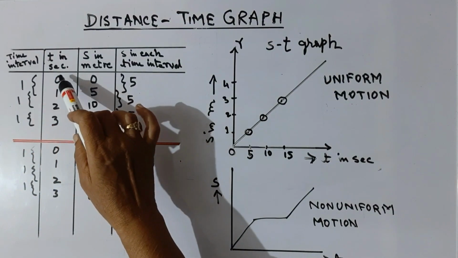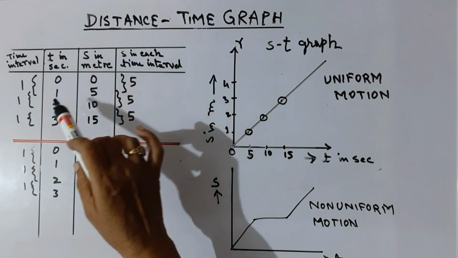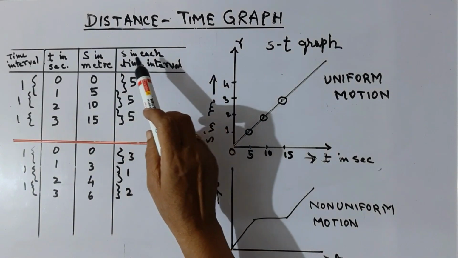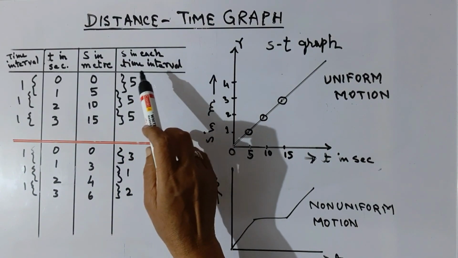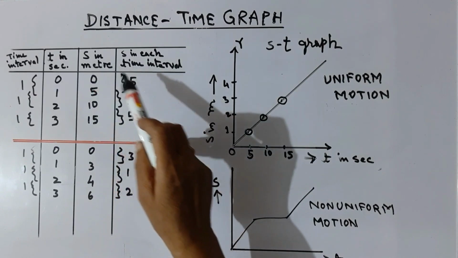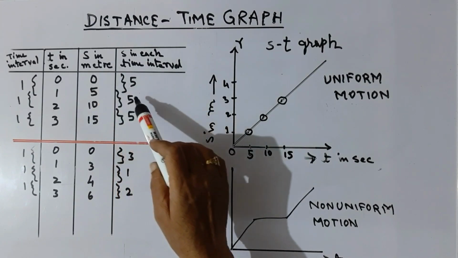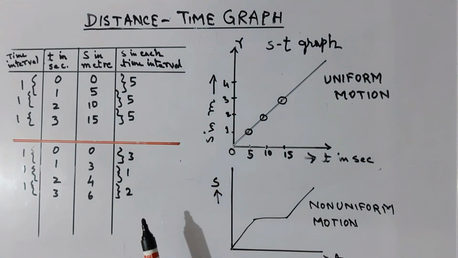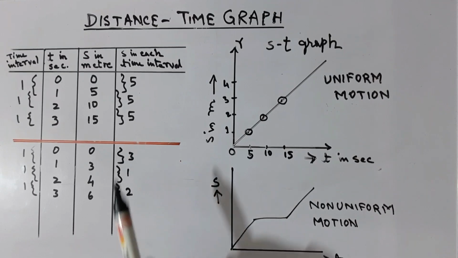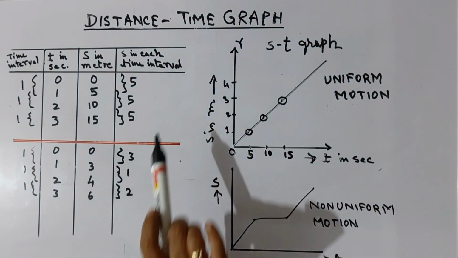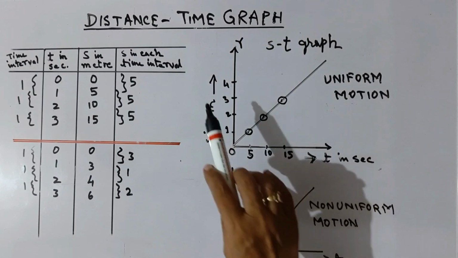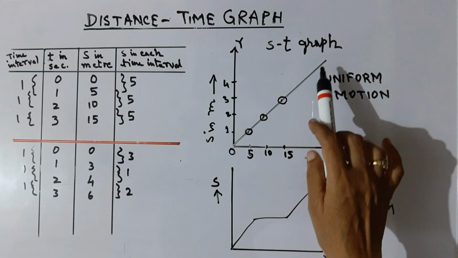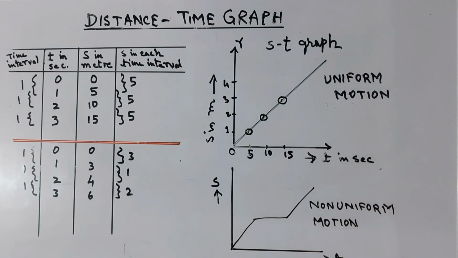The difference from 0 to 1 is 1 second, from 1 to 2, 1 second, from 2 to 3, 1 second. Here the distance travelled in each time interval is 5 minus 0, 5 meters, 10 minus 5, 5 meters, and again 15 minus 10 is equal to 5 meters. So we see that the distance travelled in equal time intervals is equal. So this is a case of uniform motion. When we plot the distance time graph, we find that the nature of the graph is a straight line making some angle with the x-axis.